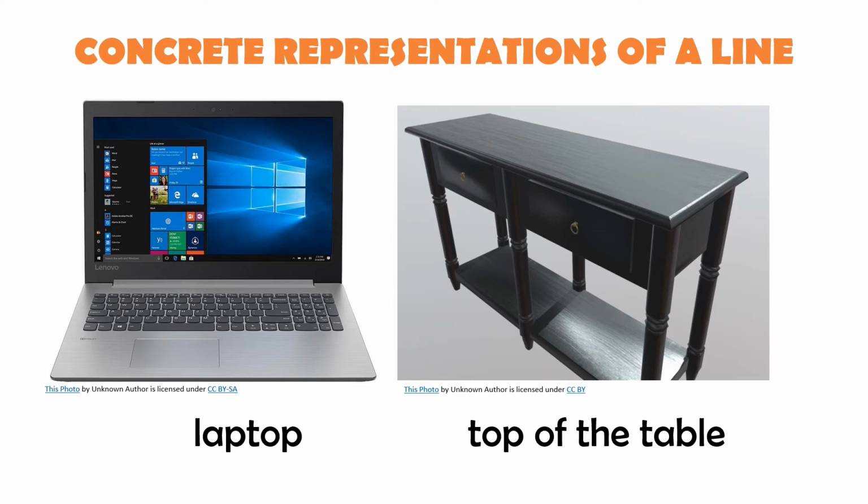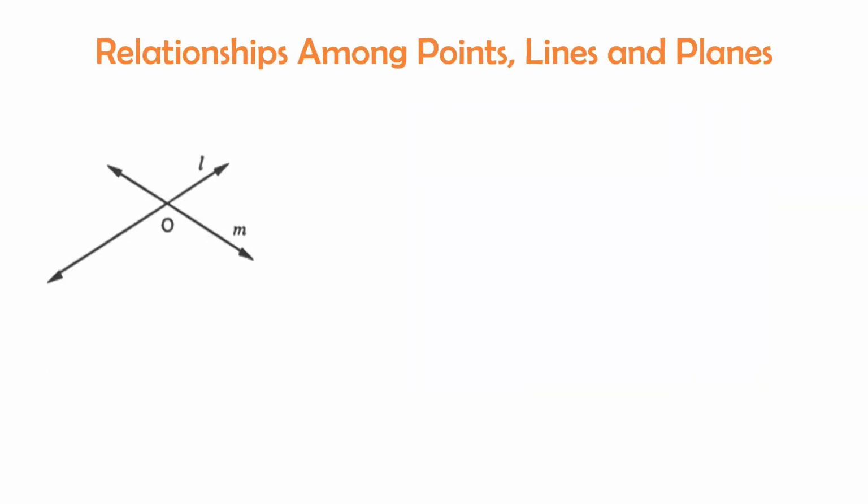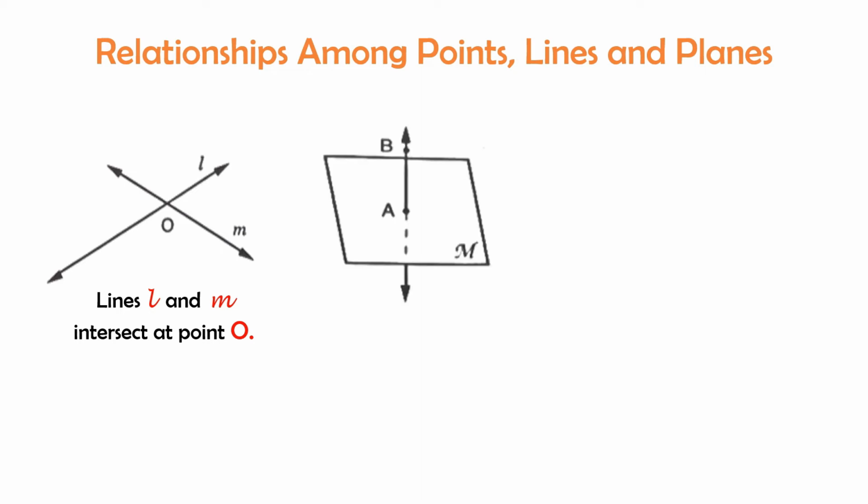Let us consider the relationship existing among points, lines, and planes. In the first figure, notice that the two lines L and M intersect at point O. Point O is a common point between two lines. Here, we can say that the intersection of two lines is a point. In the second figure, we have line AB intersecting plane M at point A.